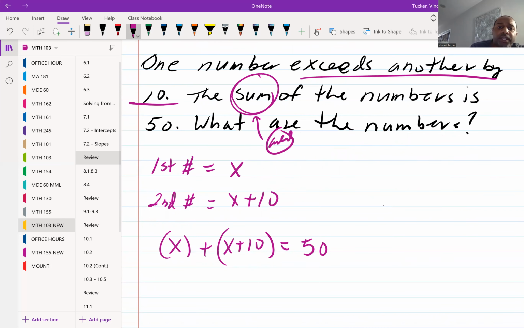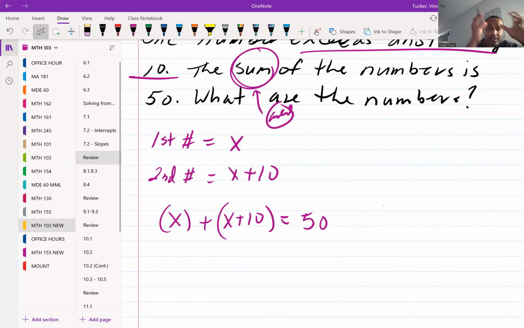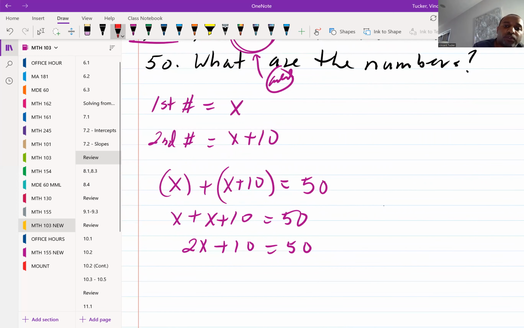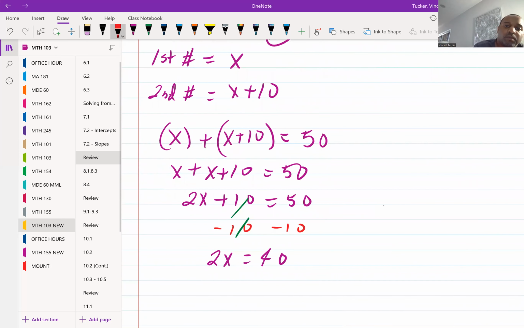Now these parentheses aren't needed. I just put them there to signify this piece plus this piece. So I can remove those parentheses. This is what we're looking at. Combine your like terms. x plus x is 2x. Now solving for x, I subtract 10 from both sides. The 10s cancel, leaving me with 2x equal to 40. Divide by 2. x is equal to 20.